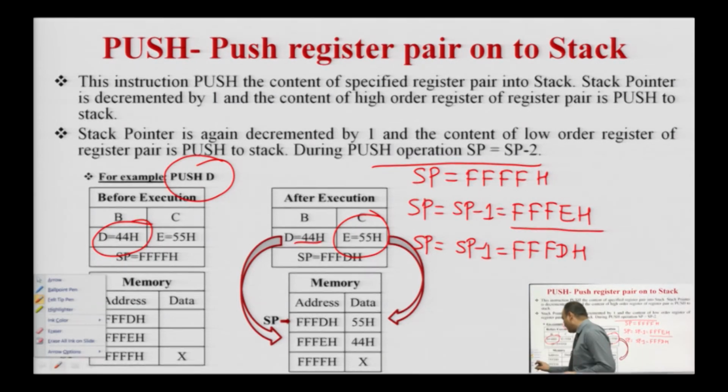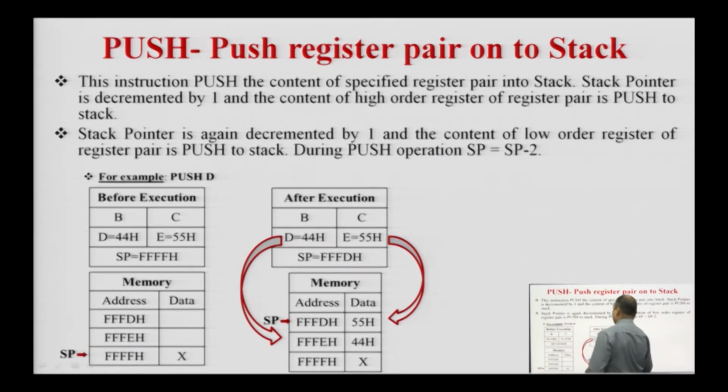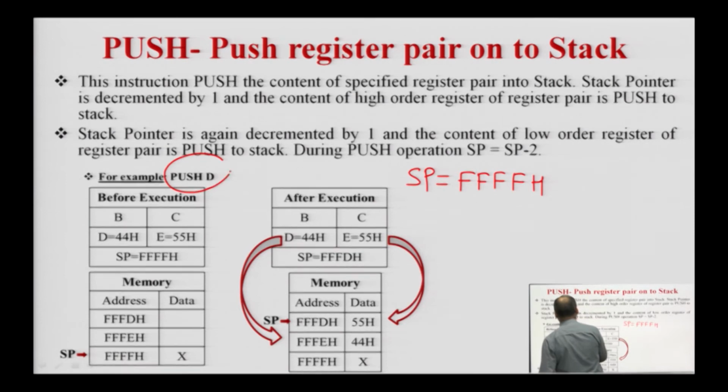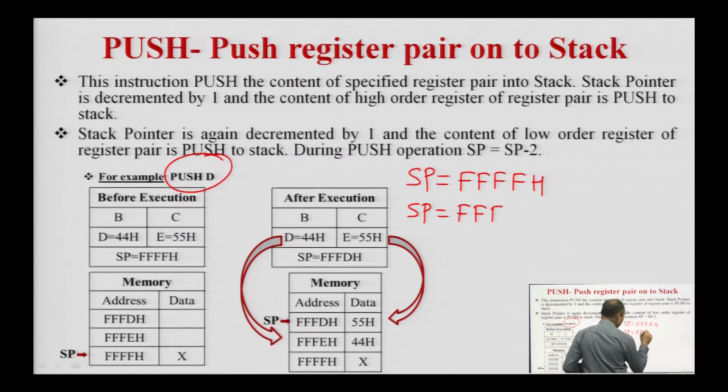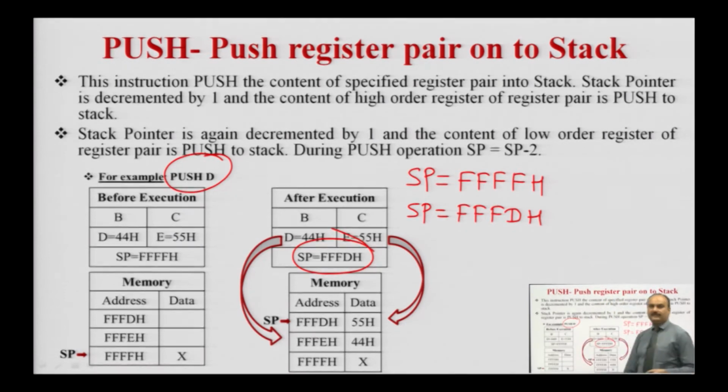Before the execution of the instruction, the stack pointer has the value SP = FFFFH, and after the execution of this push D instruction, the content becomes SP = FFFDH. So, this is the content of the stack pointer, and the processor will push the content of the H and L registers into the memory locations FFFE and FFFDH. So, this is the use of the push instruction.